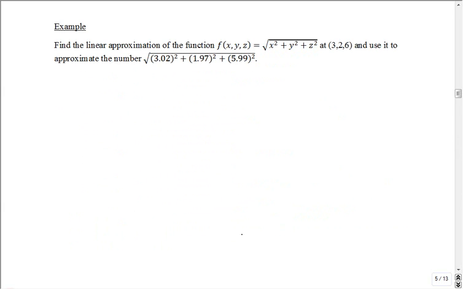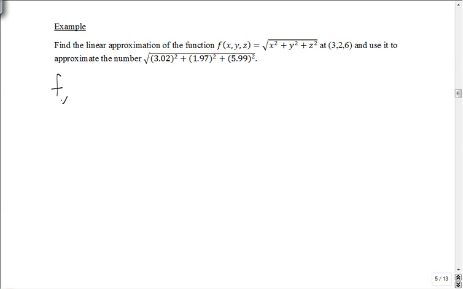So let's do this. Find the linear approximation of the function f of x, y, z equals the square root of x squared plus y squared plus z squared at 3, 2, 6, and use it to approximate this number, the square root of the sum of these squares. Okay? So let's find the linear approximation. We can do that. So we need to find three partials, right?